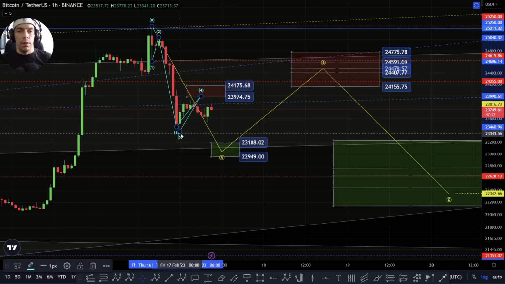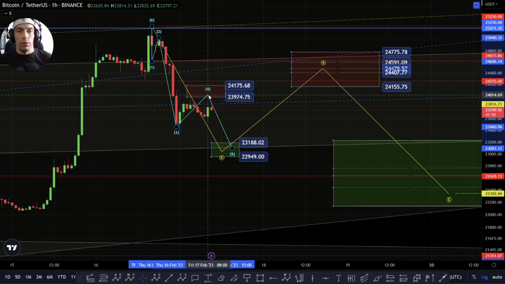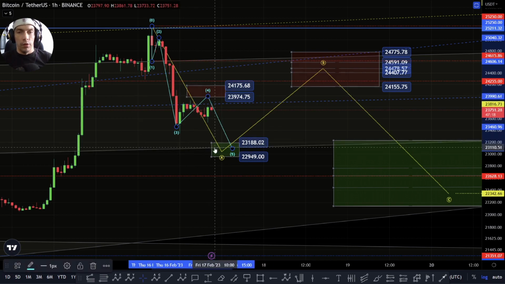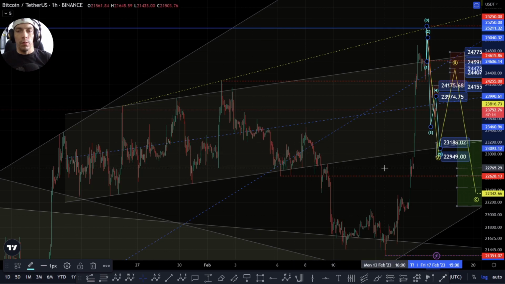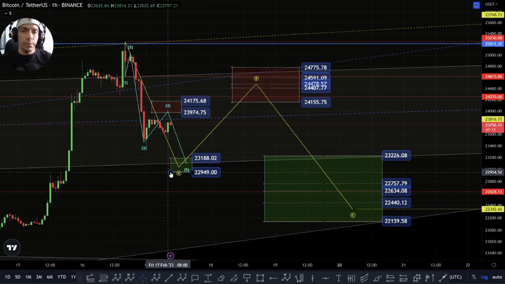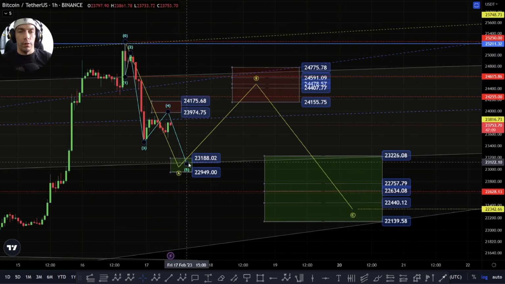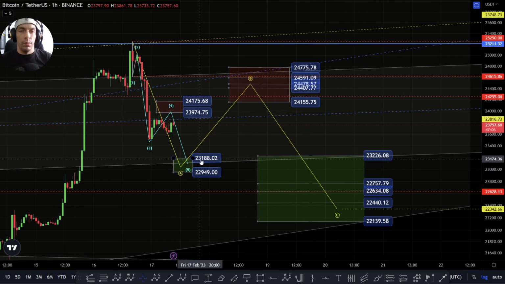It would be neater to have this sort of looking to drop one more time. And this channel line here is quite interesting, the one that we have been sort of interacting with quite a lot from back here. If we do move back down into this zone, basically we could look to actually retest this, which would be between this 23,188 to this 22,949.